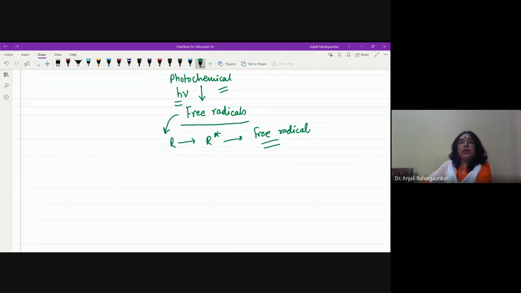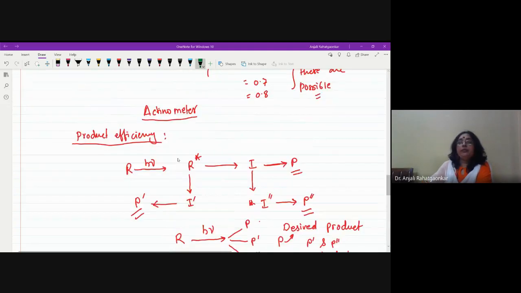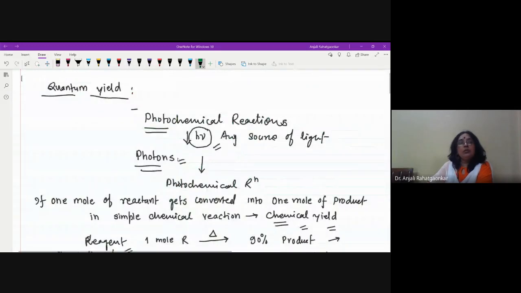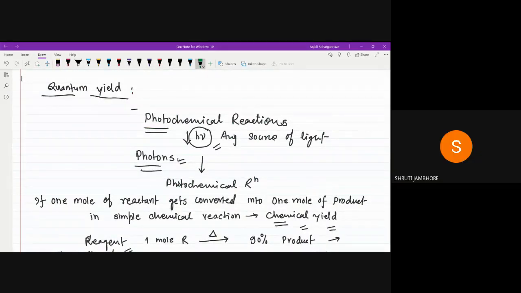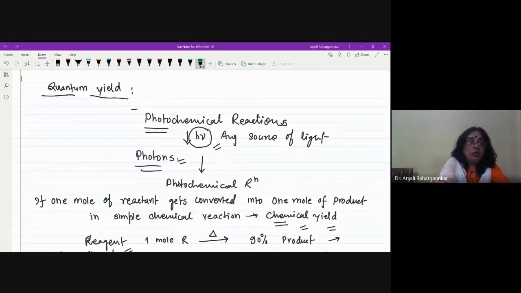Okay, so let us have the next topic, that is the Norrish type 1 reaction. I think this is understood. Shall I rub this? Yes, ma'am. Okay. I'm deleting this.